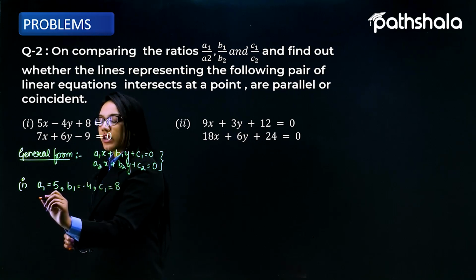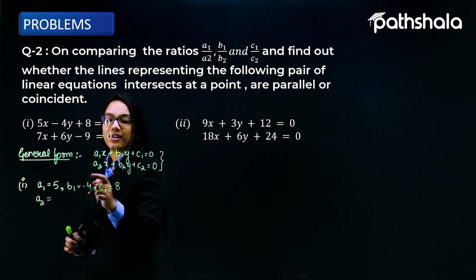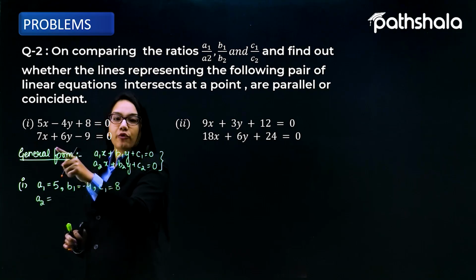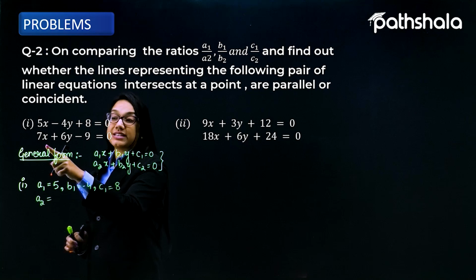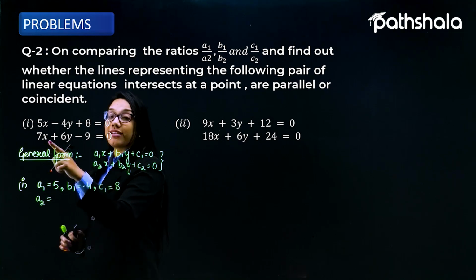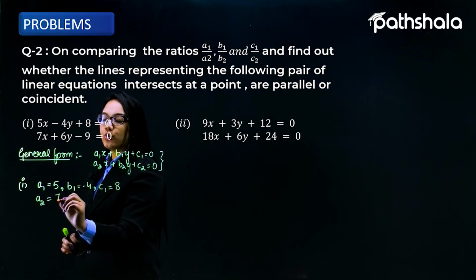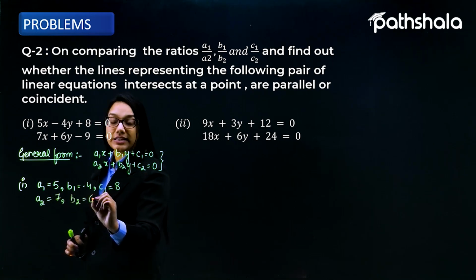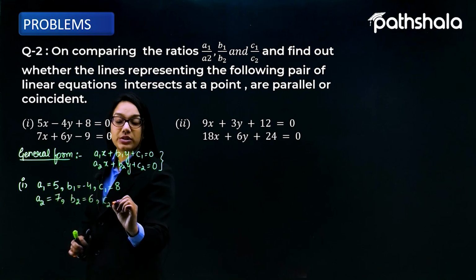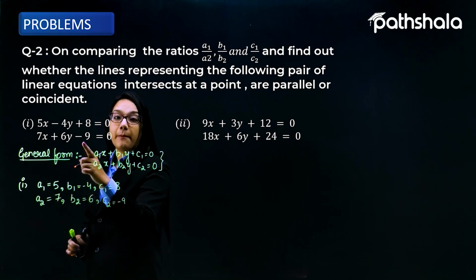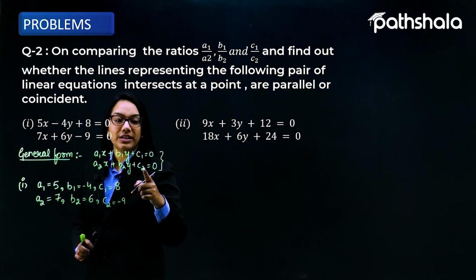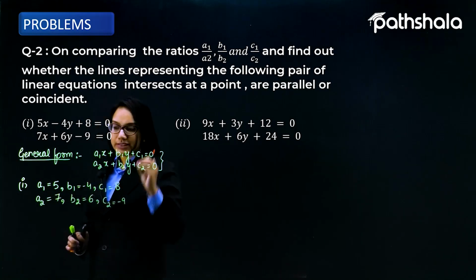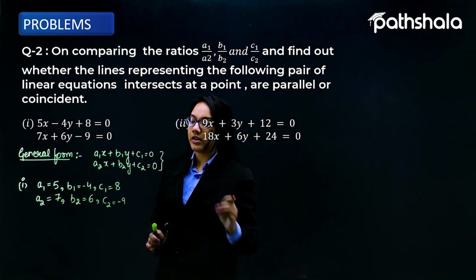In a similar way, for a2, the coefficient of x in the second equation is 7, so a2 is 7. For b2, b2 is 6. And c2 is minus 9, because we have minus 9 as the constant in the second equation. So these are the values for a1, b1, c1, a2, b2, c2.